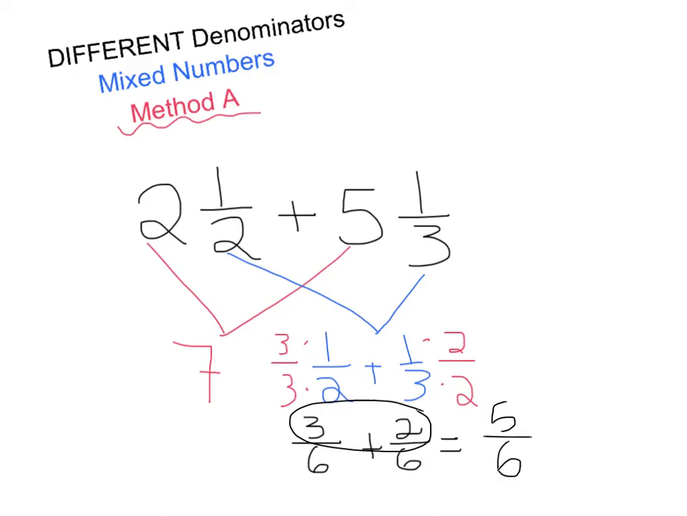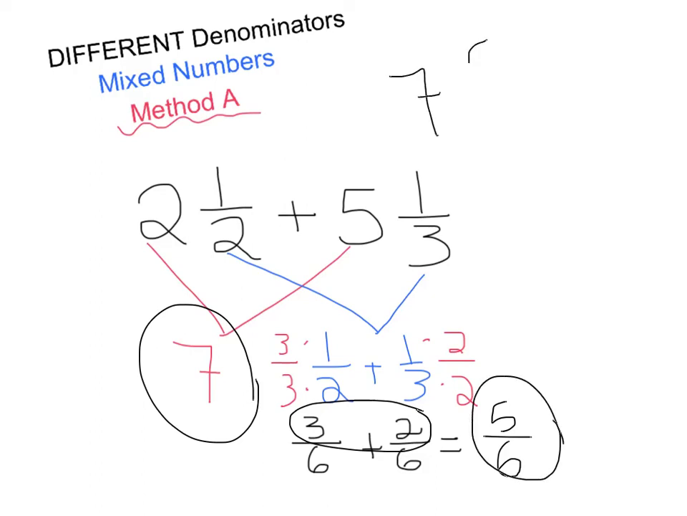5/6. So we have the whole number 7, and then we added our fractions together to get 5/6. So our answer is 7 and 5/6.